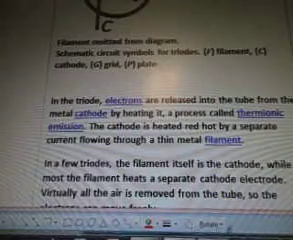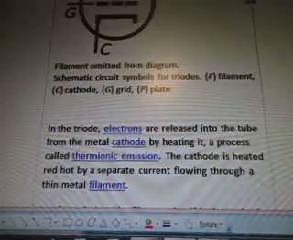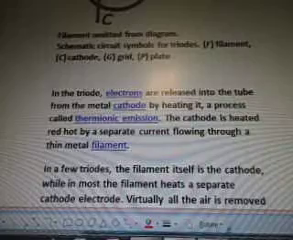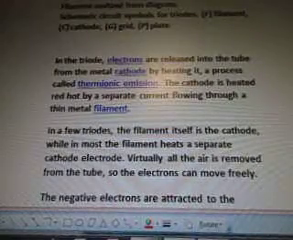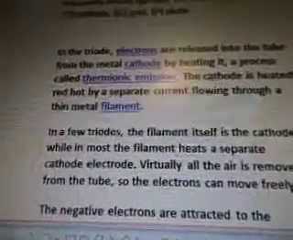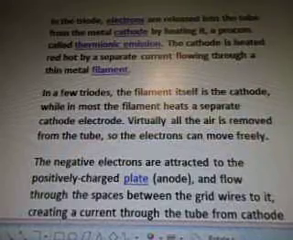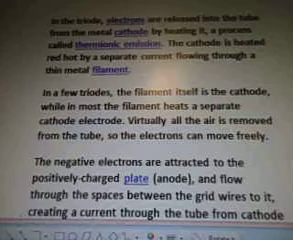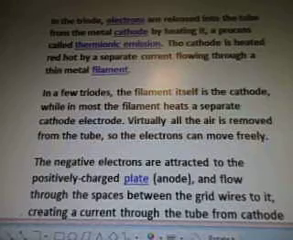In the triode, electrons are released into the tube from the metal cathode by heating it, a process called thermionic emission. The cathode is heated red hot by a separate current flowing through a thin metal filament. In a few triodes, the filament itself is the cathode, while in most the filament heats a separate cathode element. Virtually all the air is removed from the tube so the electrons can move freely.